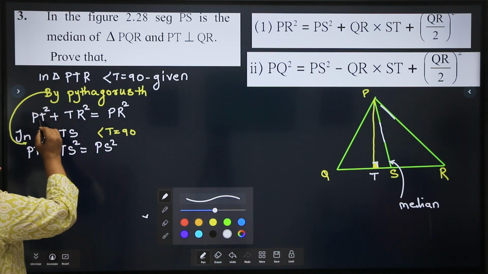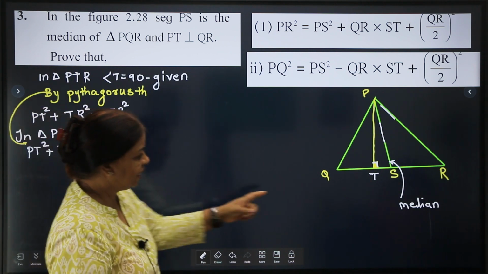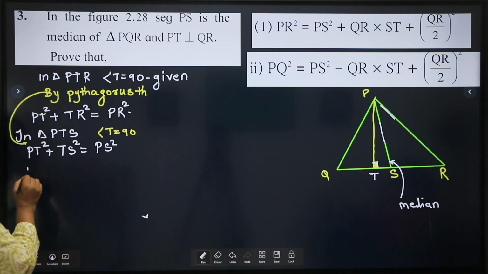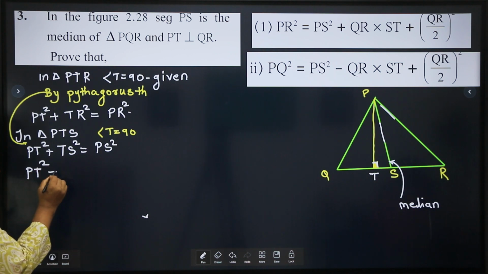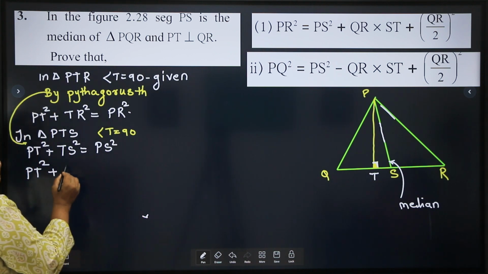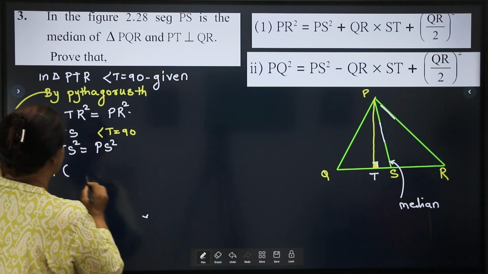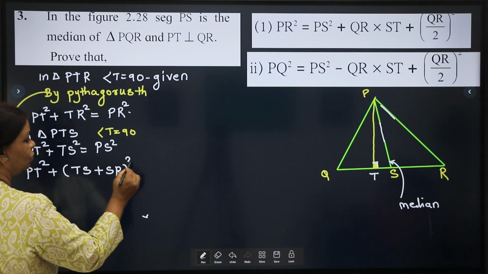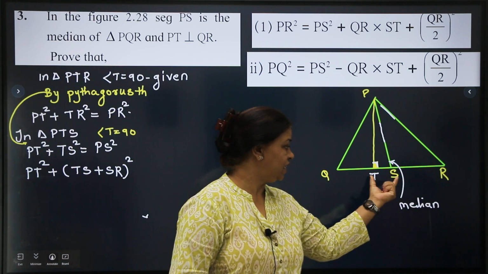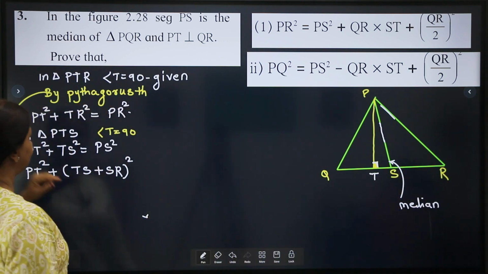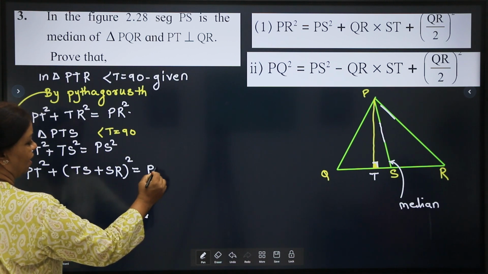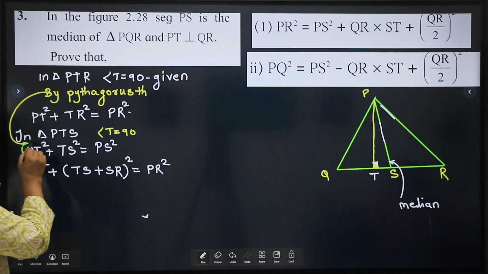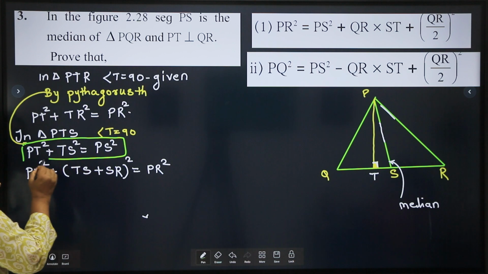Now what will I get in this? TR square. Let us see TR. What is TR? In equation 1, I will be writing PT square plus TR. TR is equal to what? TS plus SR. TS plus SR, the whole square. See, TR is equal to TS plus SR, so TS plus SR the whole square is equal to PR square. Keep this as it is. We will be making use of it further.